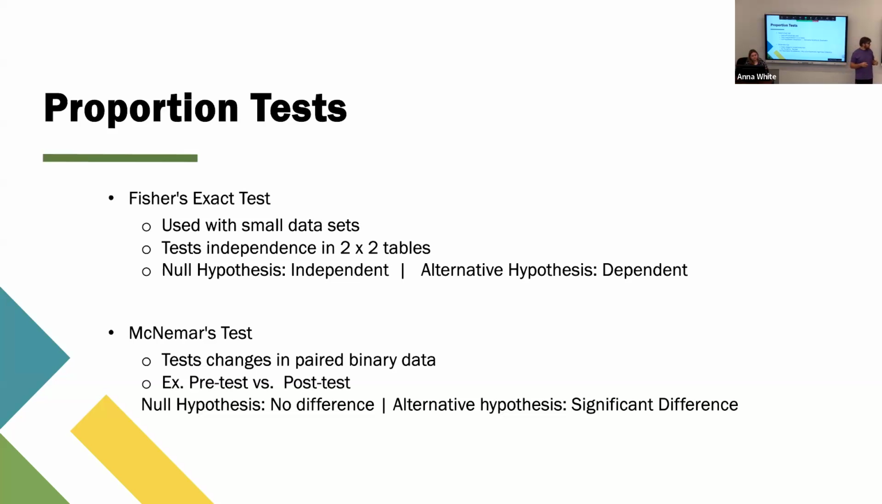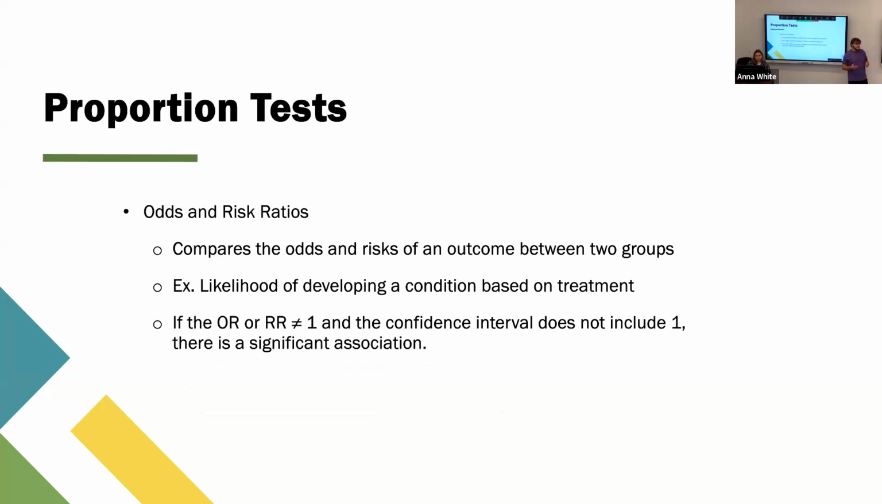McNemar's test tests the changes in paired binary data, for example pre and post tests. The null hypothesis is that there's no difference. The alternative hypothesis is that there's a significant difference over time. Then the odds and risk ratios compare the odds and risk of an outcome between two groups, for example the likelihood of developing a disease or condition, or the treatments going into them. If the odds ratio or risk ratio does not equal 1 and the confidence interval does not include 1, there is a significant association.